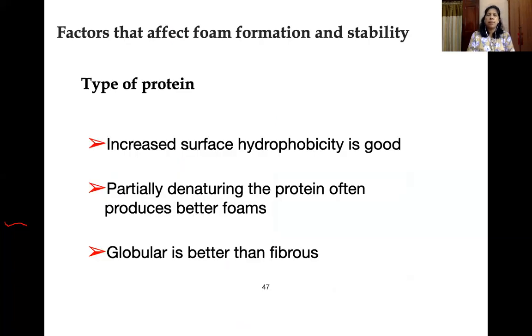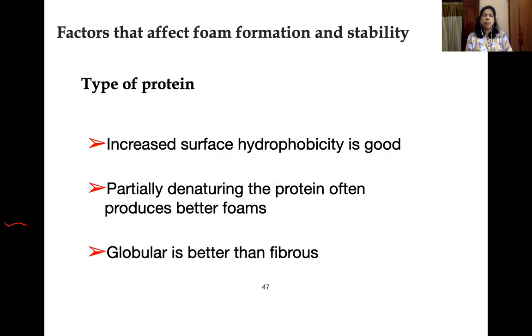So the factors that affect foam formation and stability: the first one is the type of protein. Increased surface hydrophobicity is good. If the surface hydrophobicity is good, the protein is a very good emulsifier, or the protein produces very nice foams. Partially denaturing the protein often produces better foams. If the proteins are denatured partially, not fully, they also produce better foams.